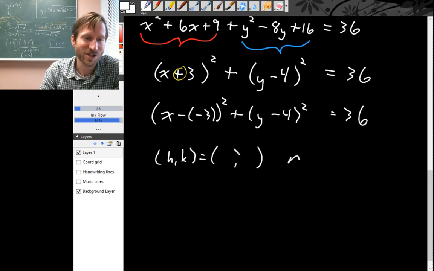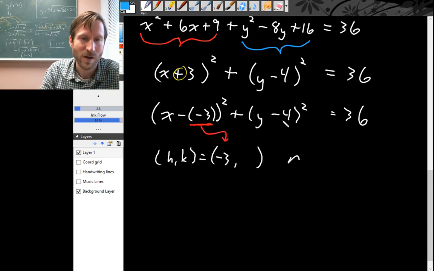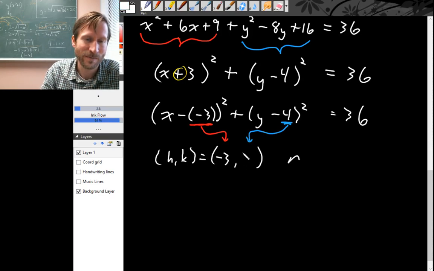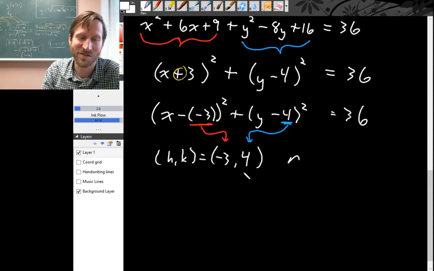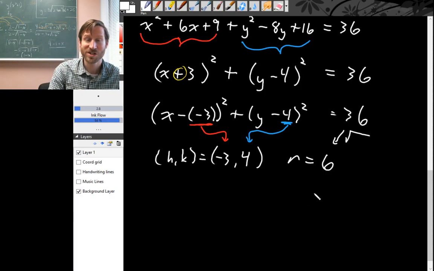So remember, h, the x-coordinate of the center of the circle, shows up subtracting from x here. So for this circle, h is minus 3. k, the y-coordinate of the center of the circle, shows up subtracting from y right there. And so for our circle, the y-coordinate of the center of the circle is 4. And then the radius is the square root of the number on the right-hand side, and that's 6. So the equation that we started with is actually the circle centered at (minus 3, 4) with radius 6.